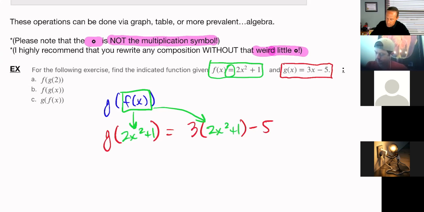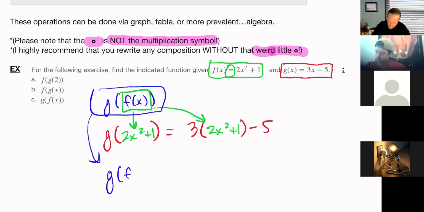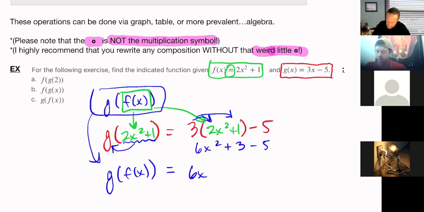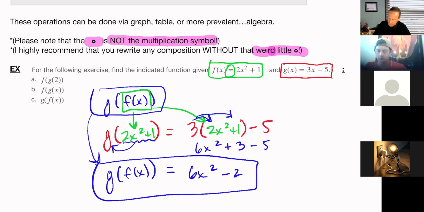And in order for you to then figure out what this is, g of f of x, we plugged in what f of x is to our g function, and now we're going to simplify it, which this was a pretty easy one. All it asked us to do was multiply by 3 and then subtract 5. So I'm going to get 6x squared plus 3 less the 5 will give me 6x squared minus 2. Don't make this stuff harder than it is, guys. Okay, that is not very difficult.